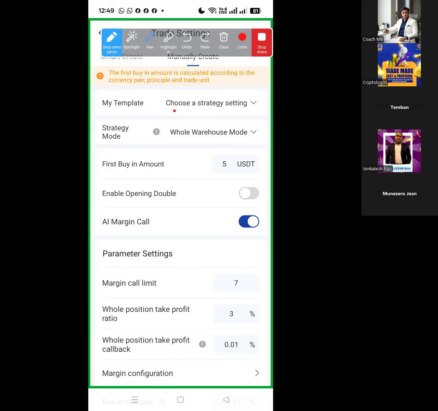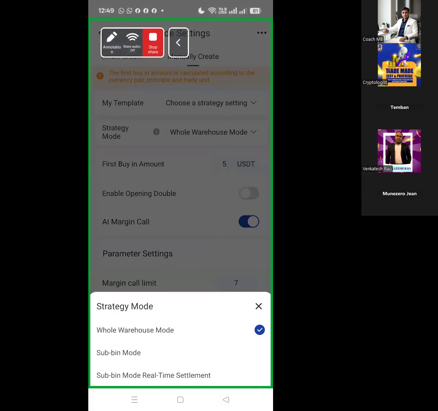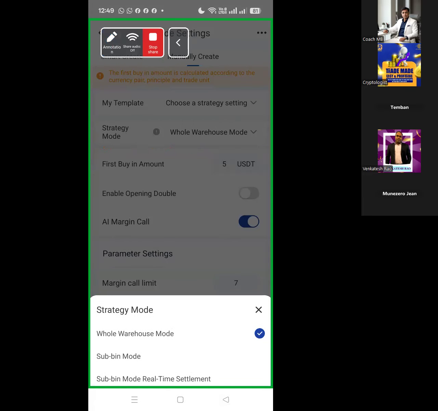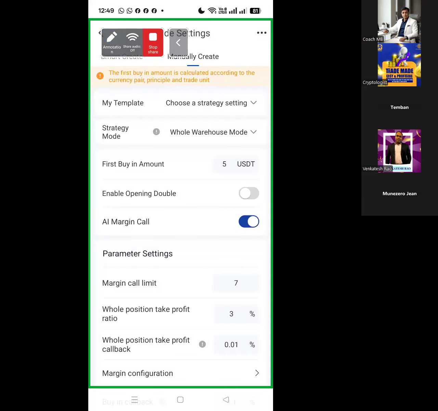So here we see we can make a template and make our own strategy that we have saved in this page, and we can apply the strategy in one click here, right? This is a strategy mode which says that we can trade on three different modes that we know here. We have whole warehouse mode, we have sub-bin mode, and we have sub-bin mode real-time settlement. So all have different kinds of strategies, and you can go to the YouTube upload and recording of the last Monday, where I have explained this in a detailed manner, right?